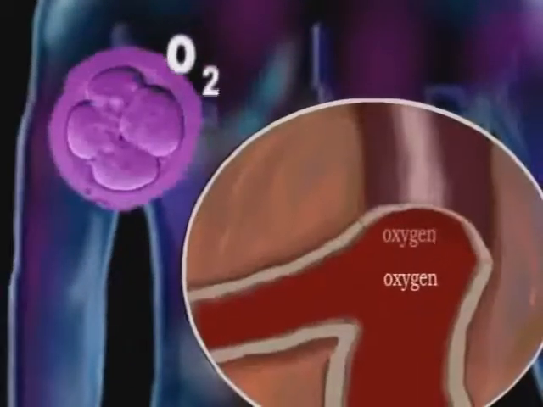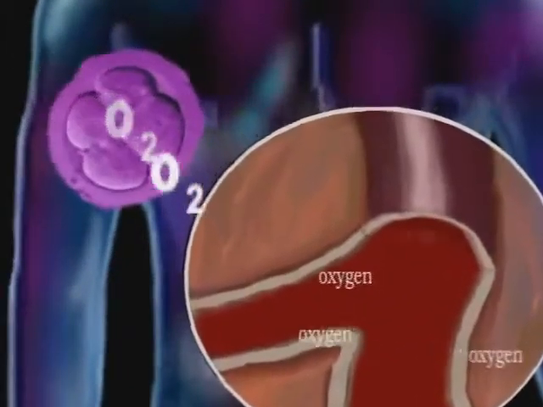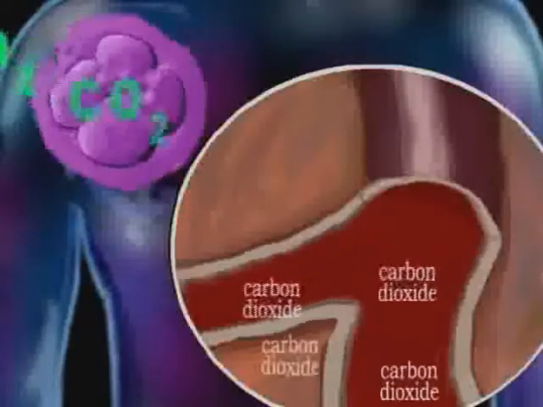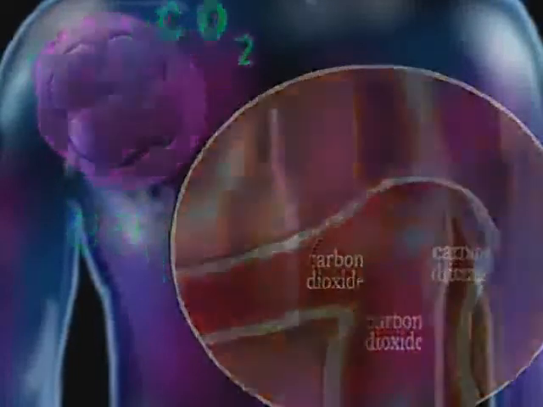Every cell in our body needs oxygen. Without it, we would die within minutes. Every cell in our body must also rid itself of carbon dioxide. As we breathe or respire, we obtain oxygen by inhaling. When we exhale, we release carbon dioxide.